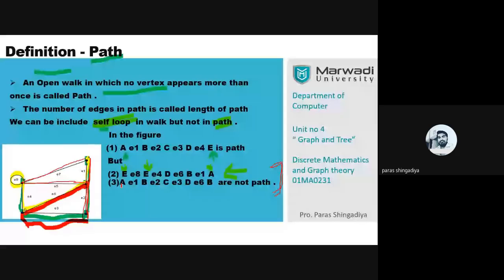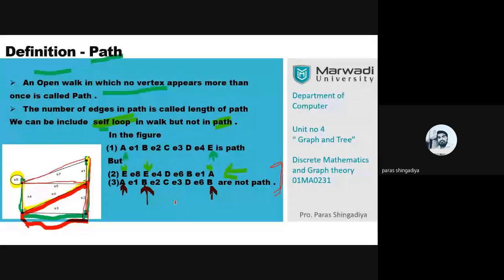So here it is an open walk also. You start your journey at A and end your journey at B. It is clearly an open walk, but that is not a path. Why? Because the one place B is repeated more than one time. You already visited B when you started A E1 B, and you end your journey at the place B again. So therefore the place is repeated, and therefore we cannot say it is a path. Clear? All three examples are walks, but only one is a path and these two are not paths.